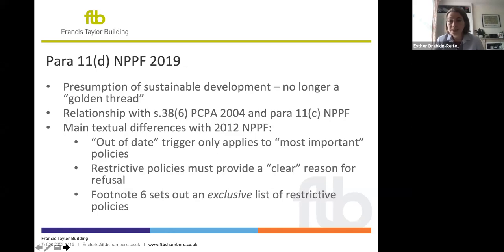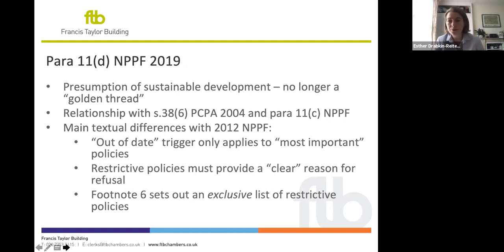A few more specific textual differences. With regard to the out-of-date policies trigger, in the NPPF 2012, this applied to all relevant policies, whereas the 2019 NPPF restricts this to the most important policies for the determination of the application. There's also slightly different treatment of the restrictive policies which protect particular assets or areas of importance which are capable of disapplying the tilted balance.